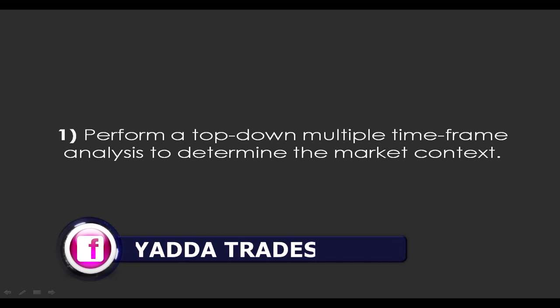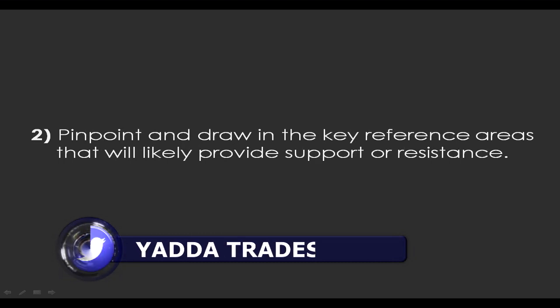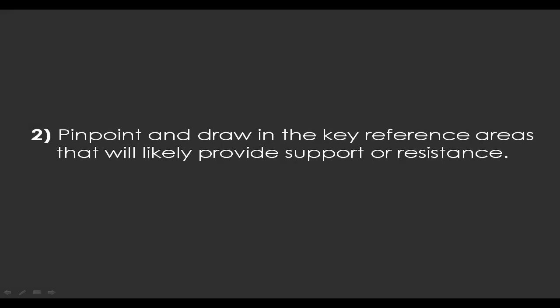So then the second step is that once you've done your top-down analysis, you understand the context, now you pinpoint and draw in the key reference areas that you feel will likely provide key support or resistance. Okay? So the overall top-down approach is going to give you the context to tell you which key reference areas are the important ones heading into this current day. And then you take those and you actually draw them in on the chart and prepare yourself beforehand for when the market starts trading at those levels.